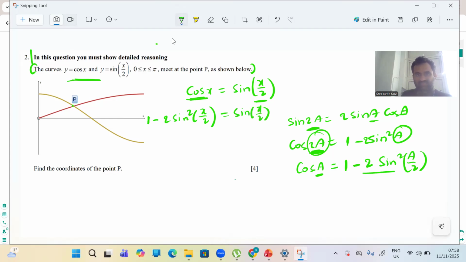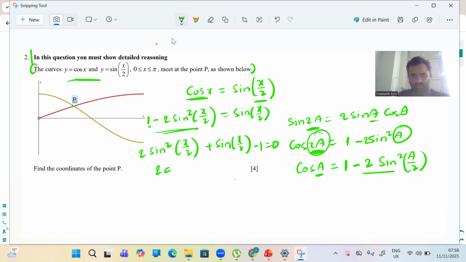Now everything is in terms of sine. Now you move everything to one side and then solve the equation. I would prefer to write the squared term at the beginning: 2 sin square x by 2 plus sin x divided by 2, and if you move 1 to the other side, minus 1 equal to 0. You can do it in any way. I am moving all the terms to one side. That's the idea, and you will end up with this equation.